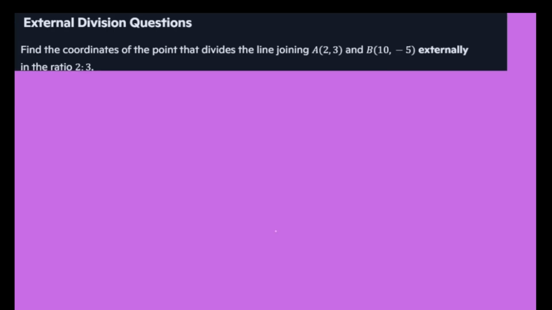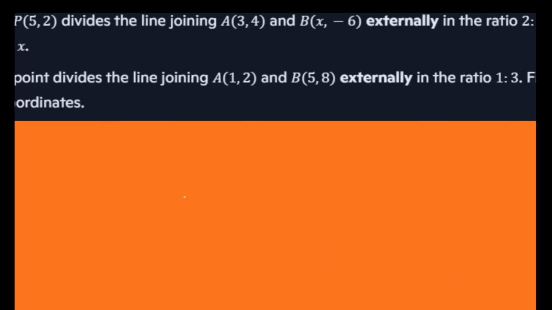Now the next is an external division question, for which I have already given you the full explanation. That is also your homework. This question: P divides the line externally in the ratio, and find the value of x. This is the same question that I have discussed, how you will find the value of x, how you will find points externally in the ratio, so you have to solve it by yourself.